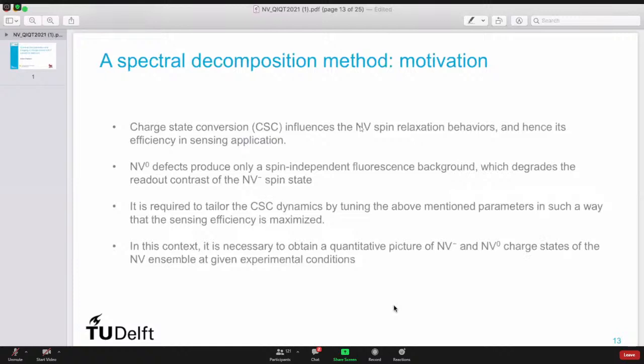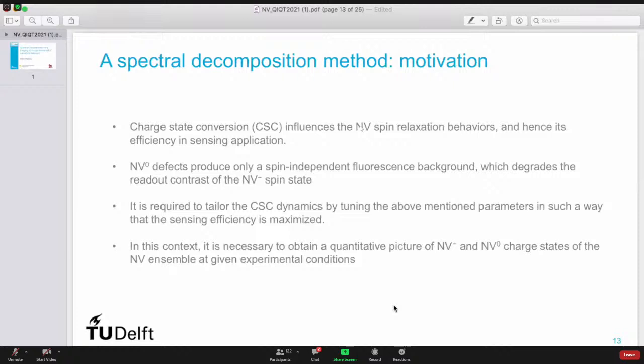So we basically have to find a way such that there is a high probability that the system is in the NV minus state. It is already observed that the NV0 charge state gives a flat, spin-independent fluorescence background, and that degrades the readout efficiency of different experiments.